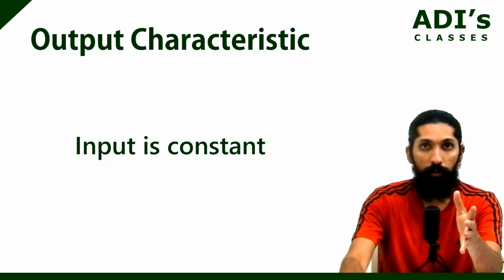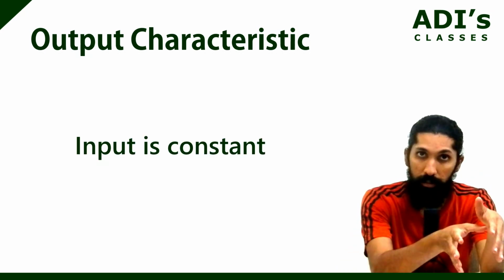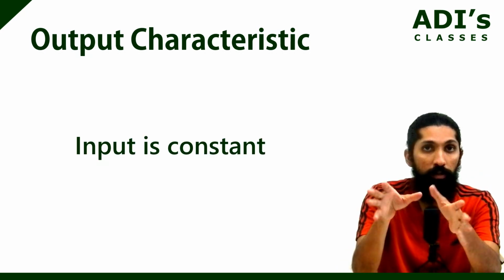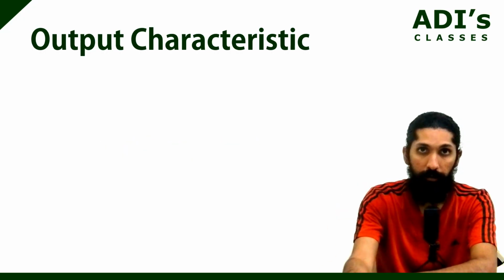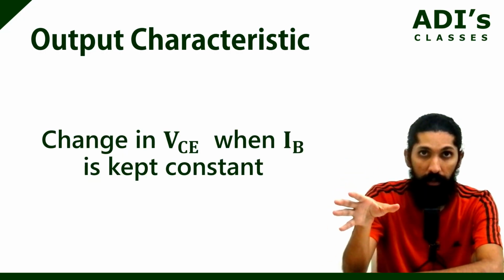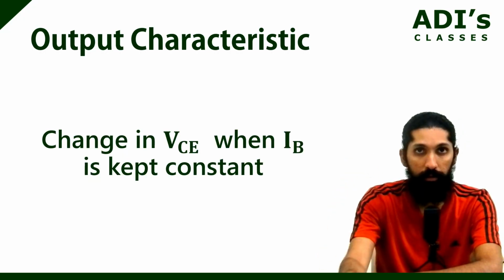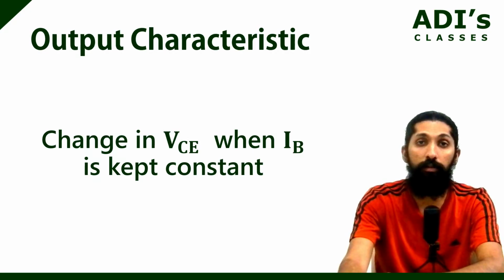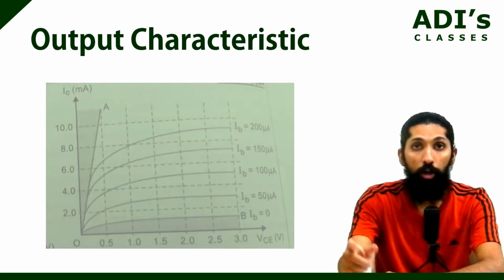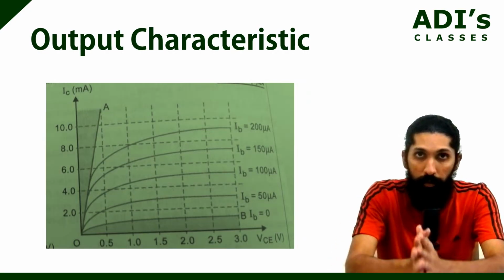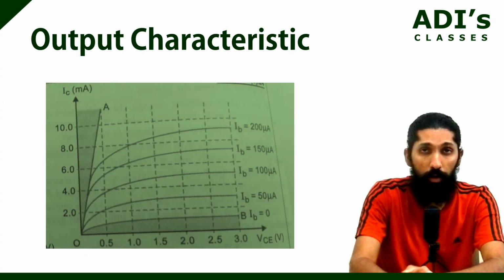See, output in the sense what? You keep the input part constant and you see how the output is going to change. Correct? So we change VCE, keeping IB constant. Or you can say that we are going to keep IB constant. Look at this particular graph. If you look at the graph, what do you see?